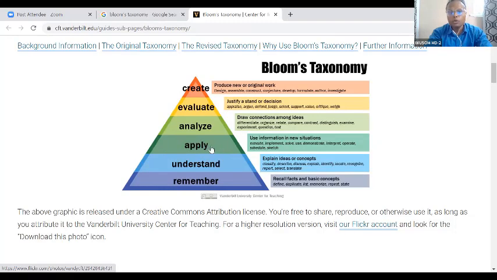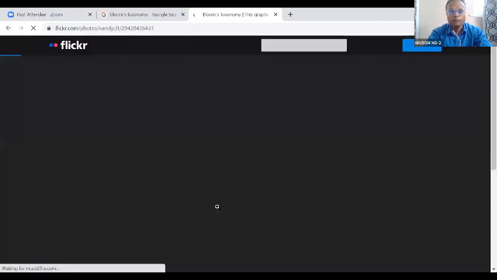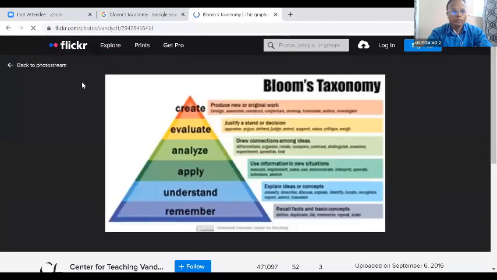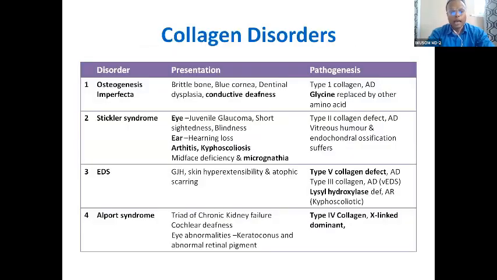The USMLE asks questions from this application level. The other levels are for us. We need to know how to apply, we need to analyze, we need to evaluate, and we need to create our own, to present to you. So we need to reach this level, but for you, you need to reach the application level. So go and see Bloom's taxonomy. This is something you need to know to understand where these questions are asked from. These are the questions I have already shared.